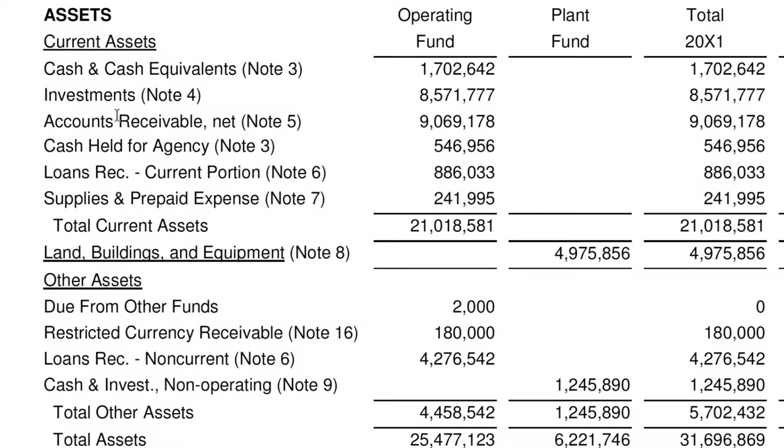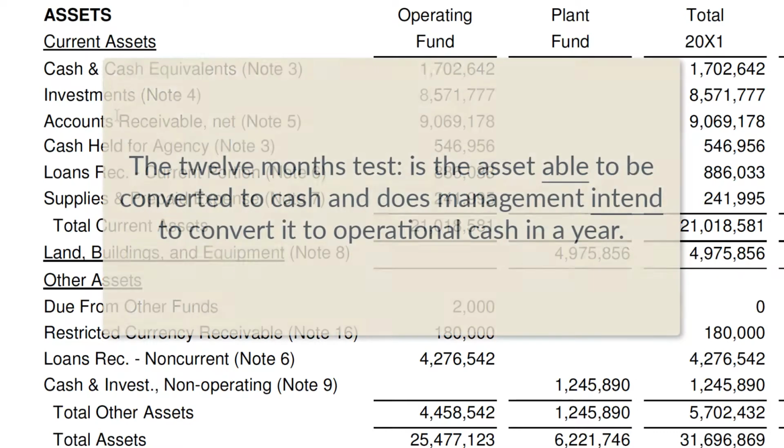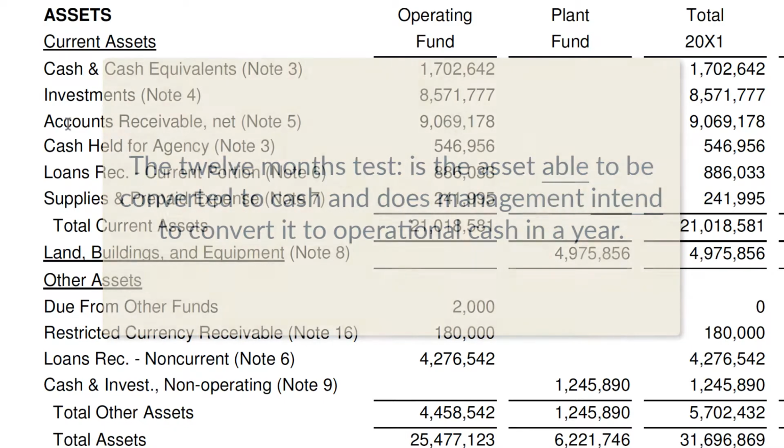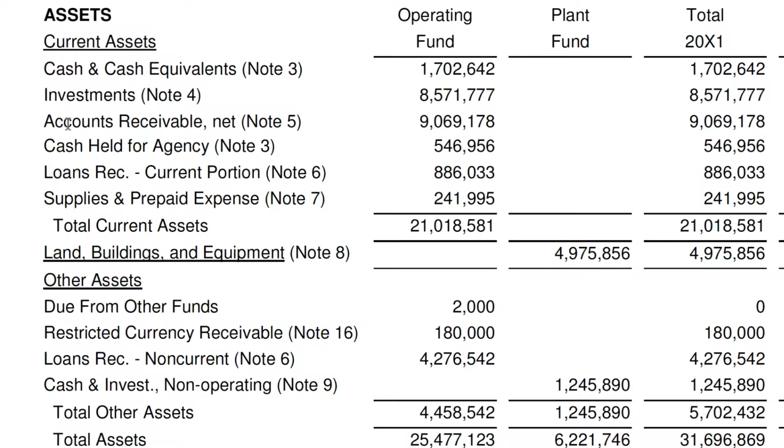It is also technically true that a building or a piece of equipment could be sold within 12 months to help with an emergency or a new initiative. But that is not what we're holding the building or equipment for. The test is not simply are we able to convert the asset to cash within a year, but it also means does management intend to convert the asset to cash in a year. To meet the 12 months test, you have to be able and intend to convert the asset to cash within 12 months. But the 12-month test is just the first test to decide whether an asset is a current asset.